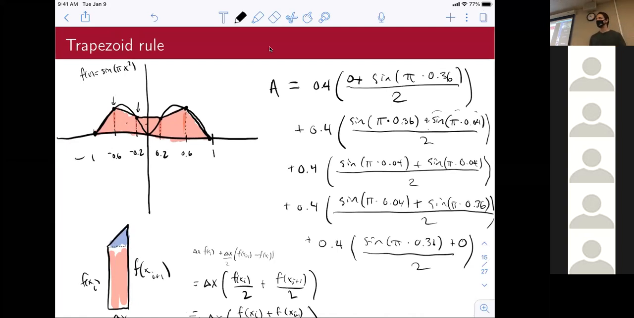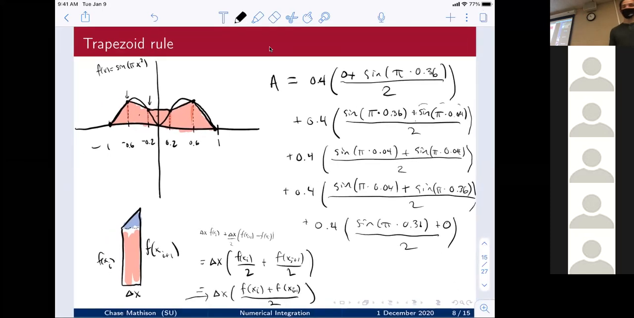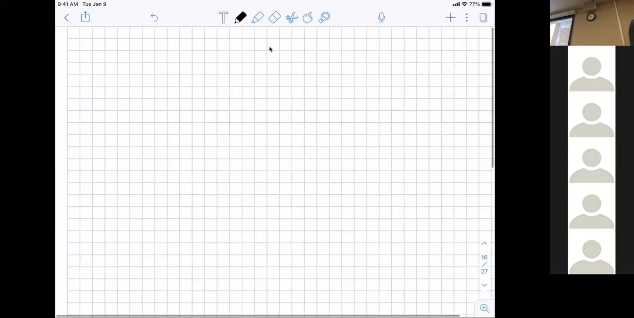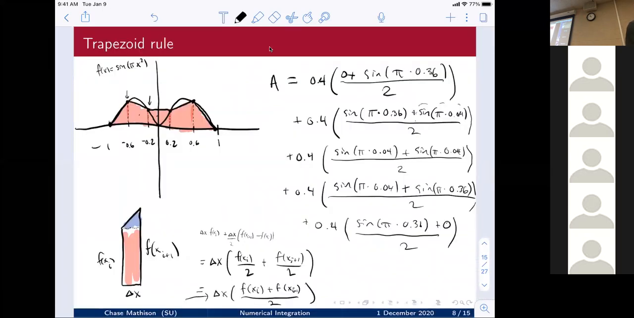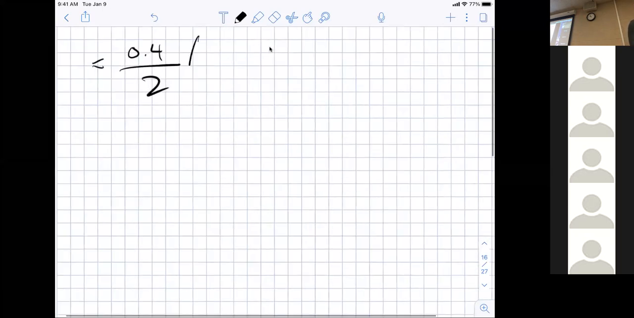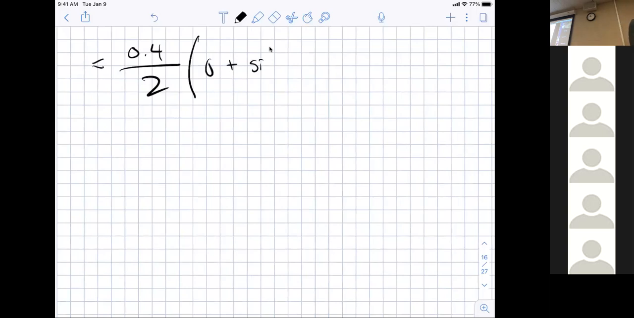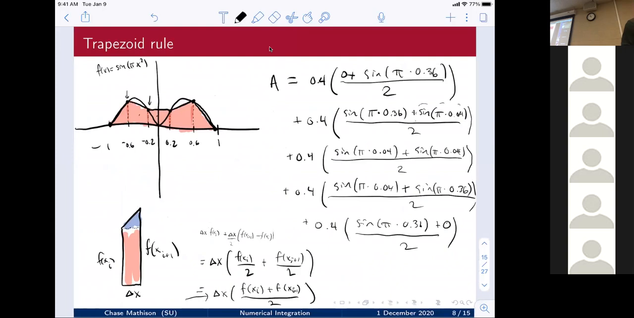Yeah, and with all of these, I'm taking 0.4 times something plus something, divided by 2, right? So out of all of these, I'm going to pull out 0.4 divided by 2. Okay? So when I do that, what I'm left with is, well, in that first term, I had 0 plus sine of pi times 0.36. There's that very first term.